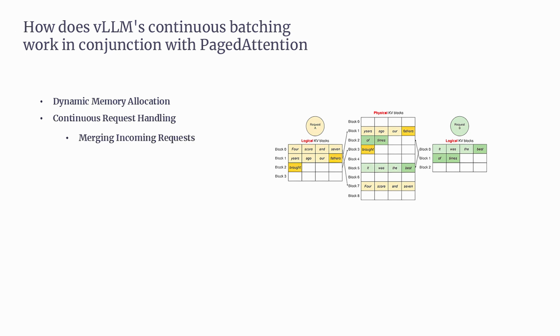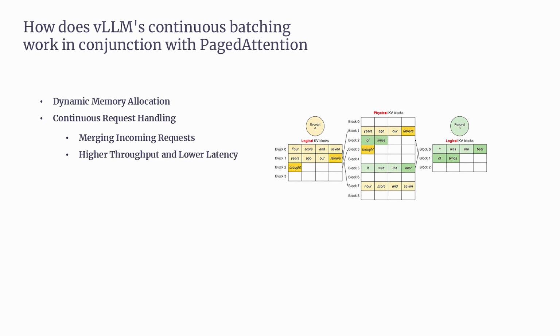The second, continuous request handling. 1. Merging incoming requests. Continuous batching enables vLLM to handle incoming requests dynamically. Instead of waiting for a batch to be full before processing, vLLM immediately merges new requests into ongoing batches. This means that as soon as a request arrives, it can be processed right away, without having to wait. The result? Maximized GPU utilization and minimized idle time.